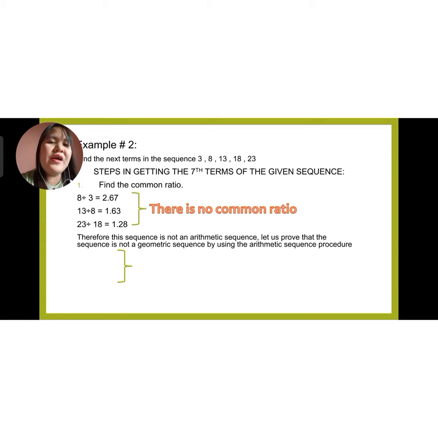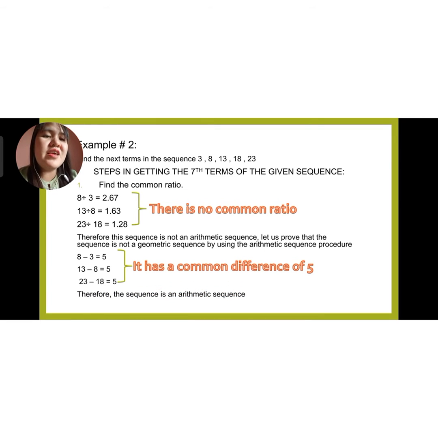Okay, so to prove that this one is not a geometric sequence, i-apply natin yung procedure na ginagamit sa arithmetic sequence. Try natin itong sequence ni 3, 8, 13, 18, 23 ay kunan natin ng common difference. Okay, so 8 minus 3 will give us 5. 13 minus 8 will give us 5. 23 minus 18 will give us 5. As you can see, it has a common difference of 5. So therefore, this sequence is an arithmetic sequence.